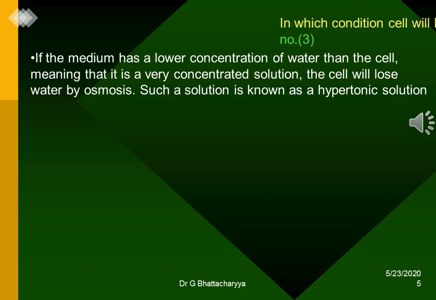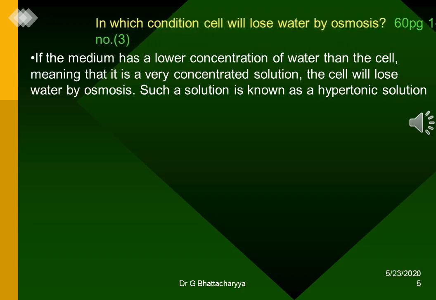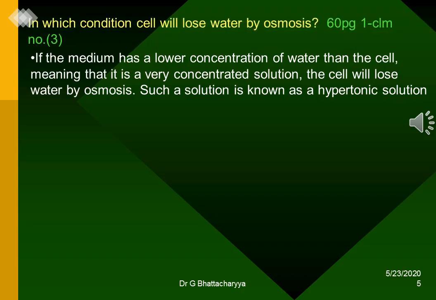In which condition will a cell lose water by osmosis? If the medium has a lower concentration of water than the cell, meaning that it is a very concentrated solution, the cell will lose water by osmosis. Such a solution is known as hypertonic solution.